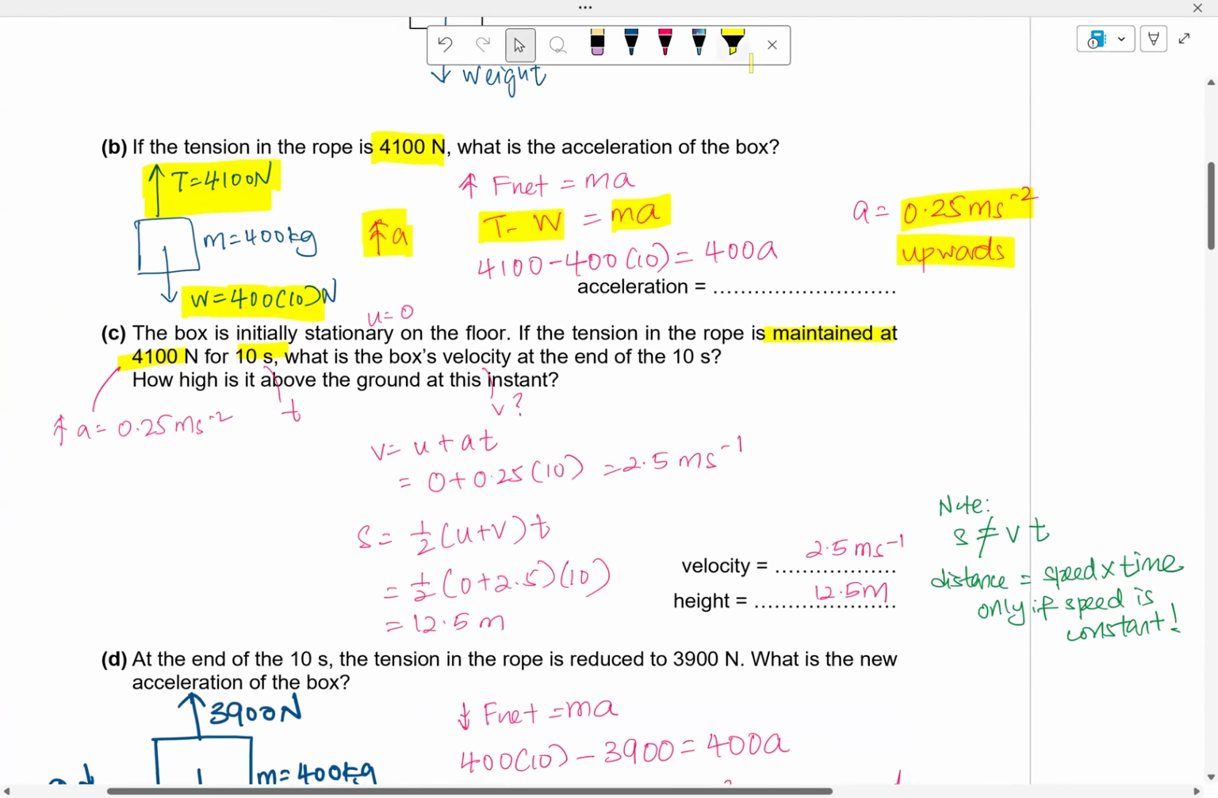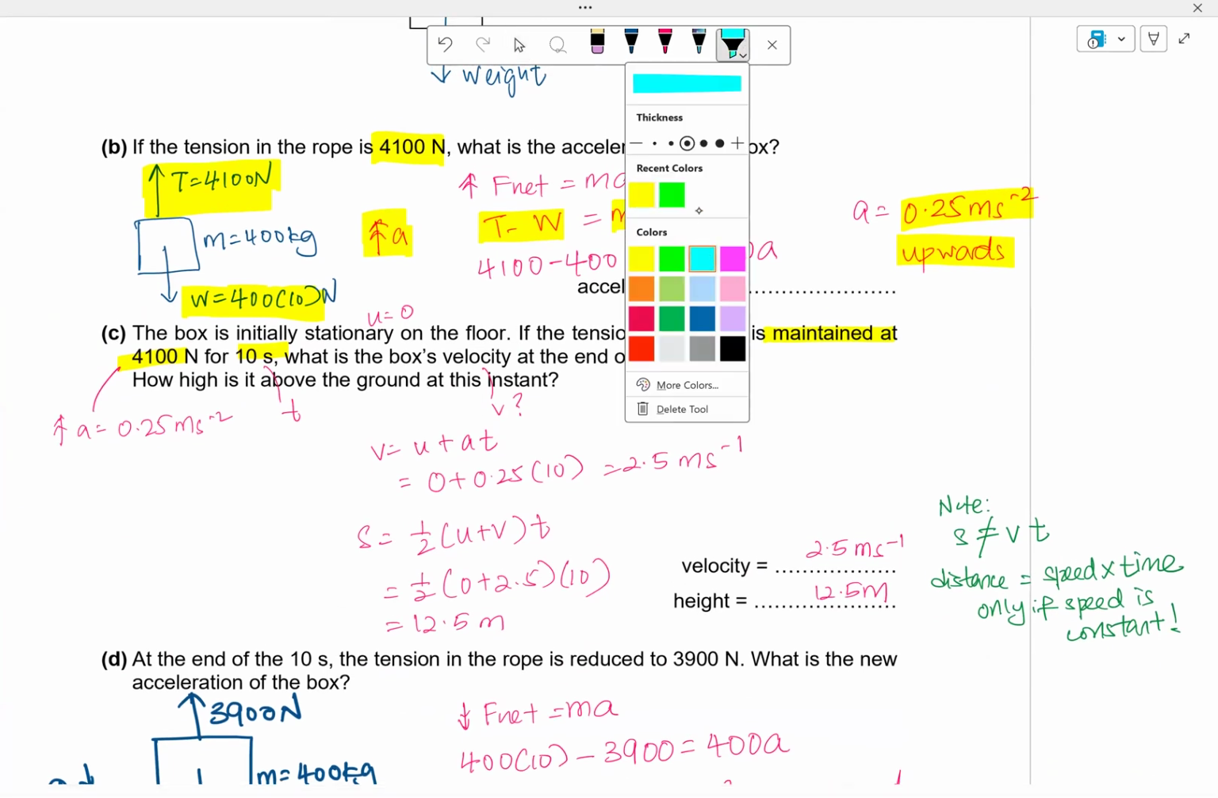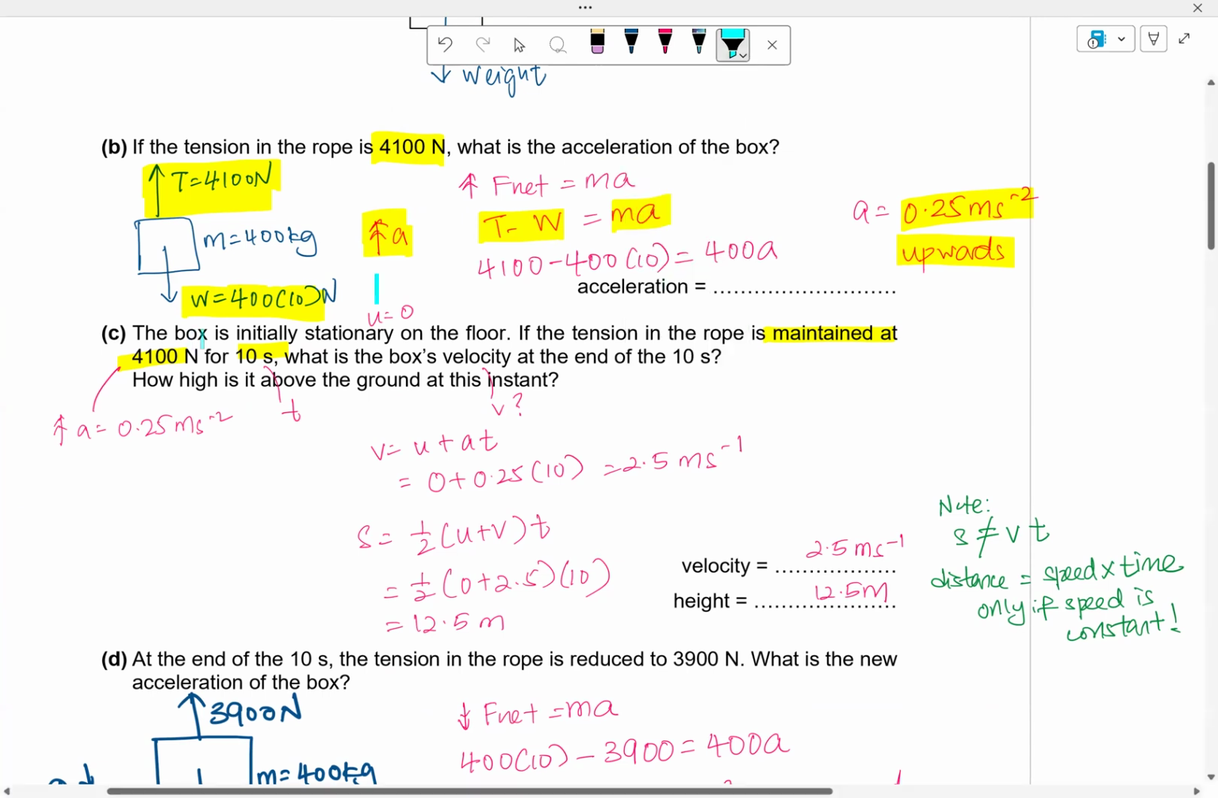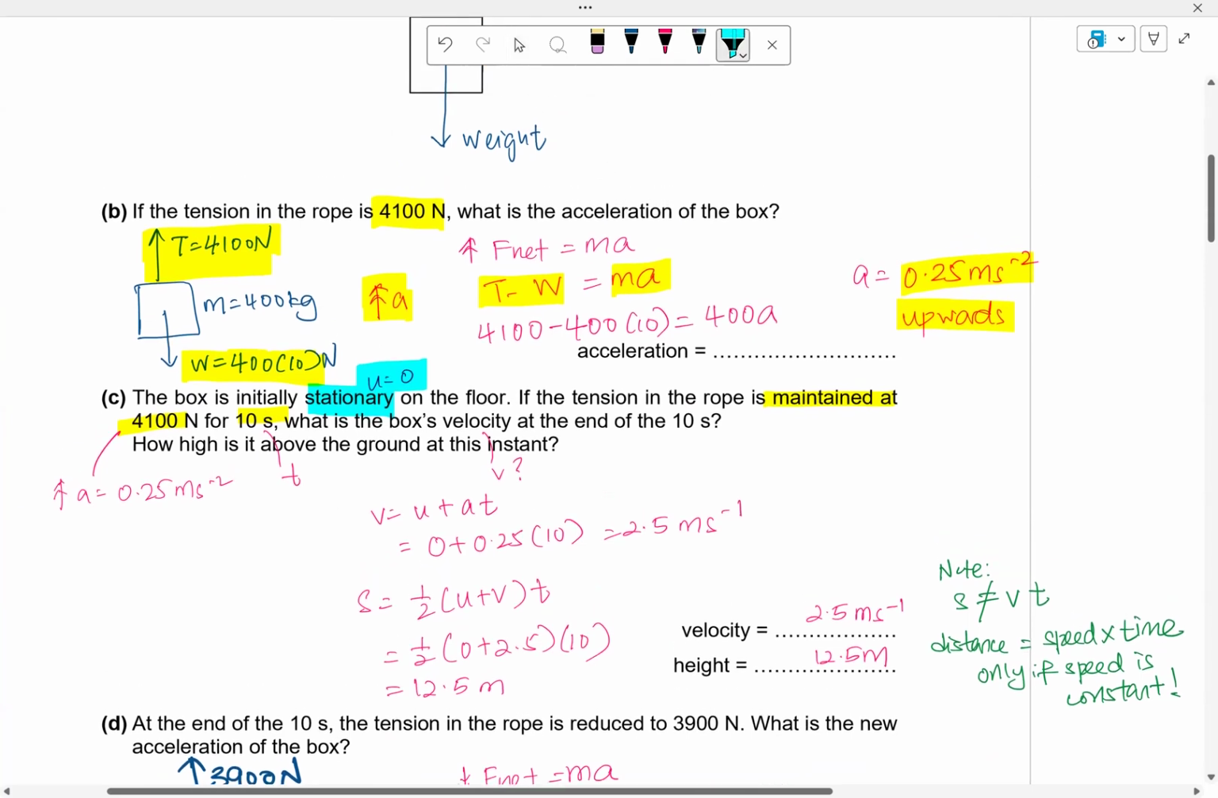Then you will see that it is quite common to link dynamics with kinematics. The box is initially stationary, so the initial velocity is 0 meters per second. If the tension of the rope is maintained at 4100, it also means that the acceleration you calculated, 0.25, will remain constant for the box. And this happens for 10 seconds, so that is the time. What is the box's velocity at the end of the 10 seconds? That will be the final velocity v.